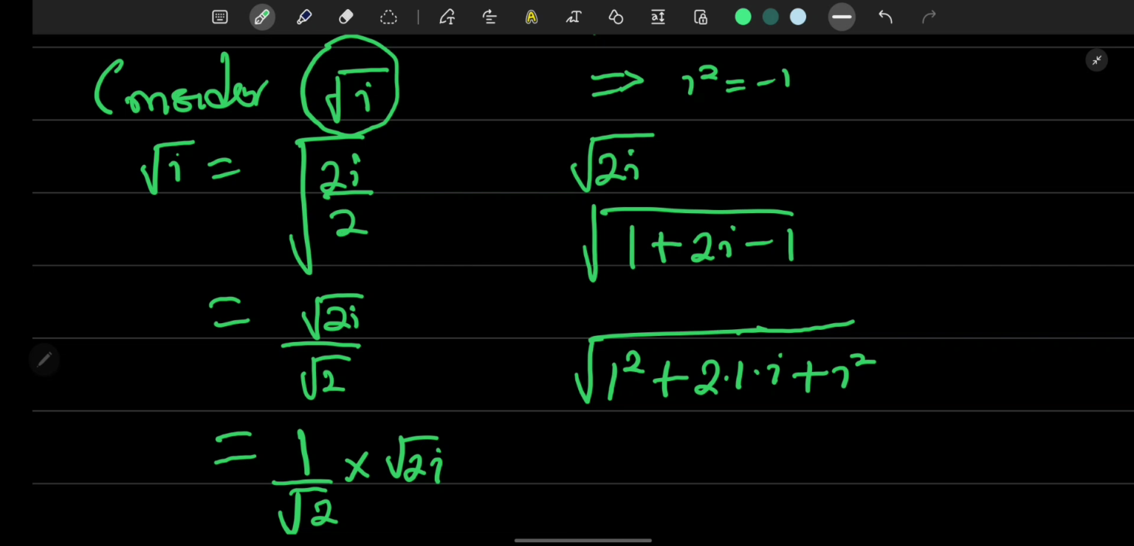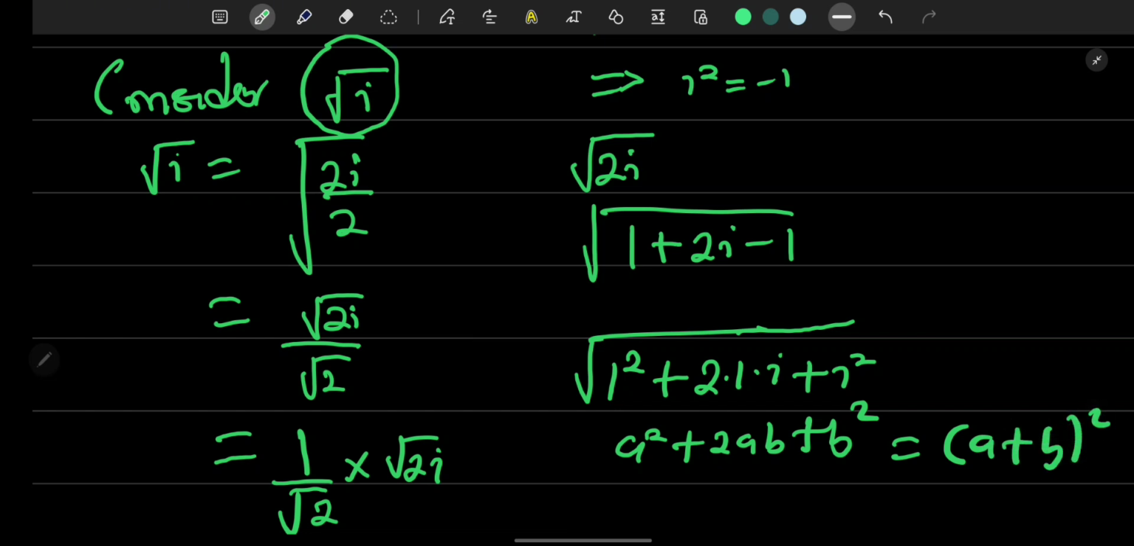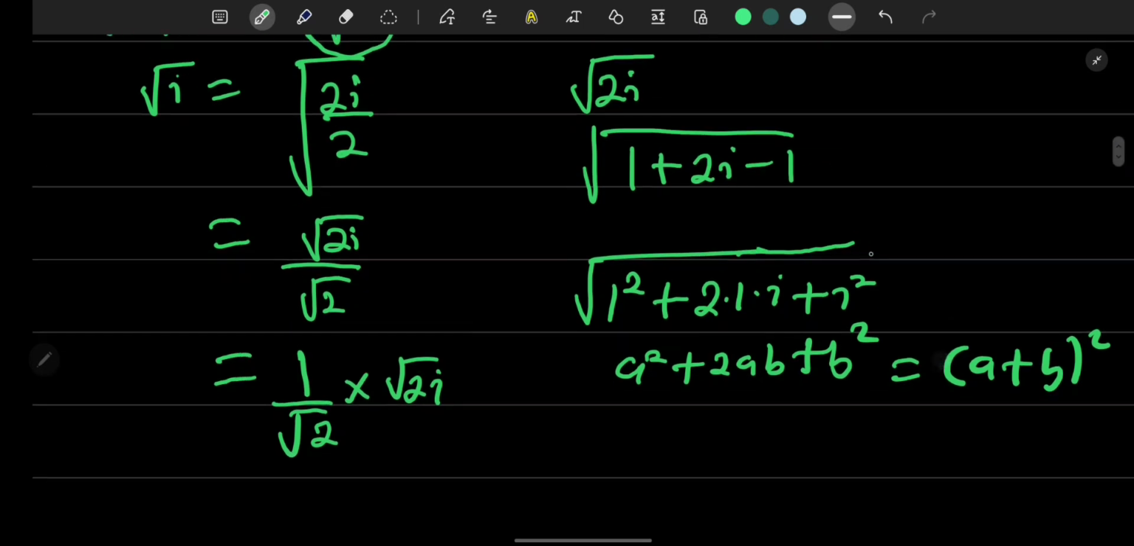Having something like this, if you check it very well, it is just like a squared plus 2ab plus b squared, which can be written as a plus b all squared. When you compare, you can see that a is 1 and b is i. So what you have inside the square root follows this rule, and by implication I can rewrite everything there as 1 plus i all squared. 1 plus i all squared.